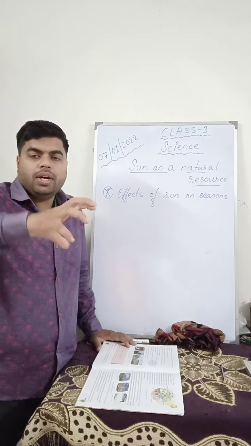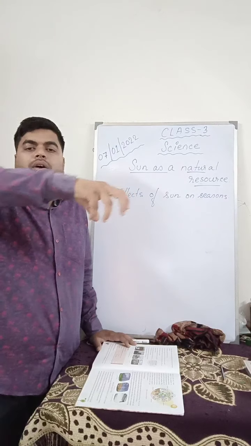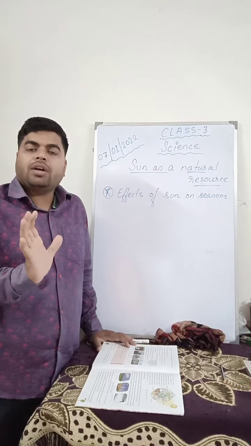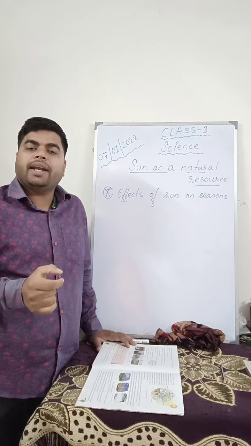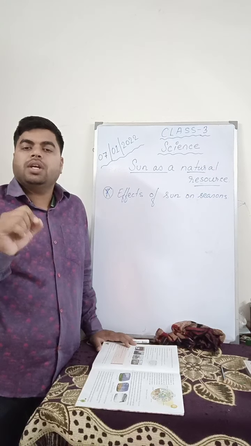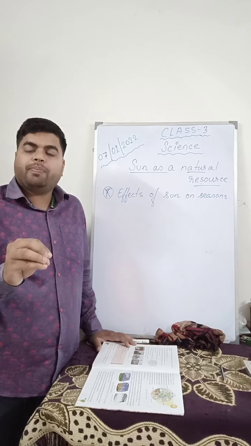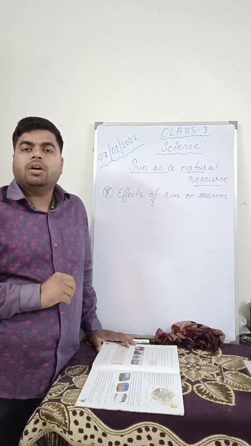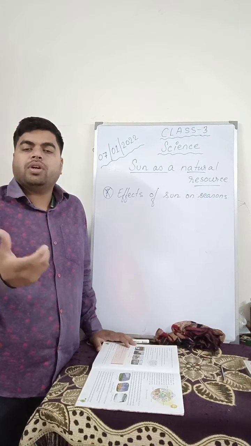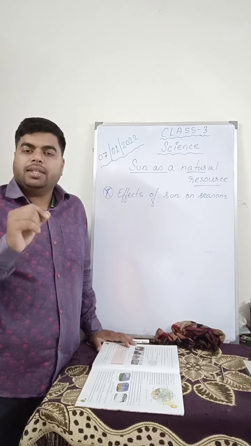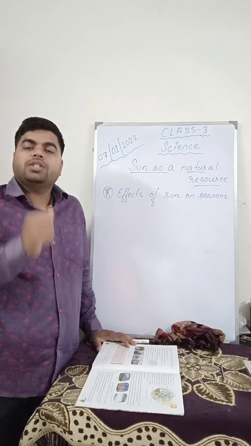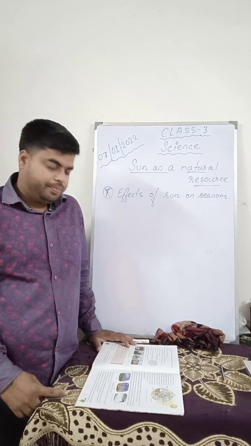Now we all know the earth revolves around the sun. The part of the earth that faces towards the sun, that means the sun rays fall directly on that part, is hotter because it receives direct sunlight. So the part of the earth that receives direct sunlight is the hotter part.